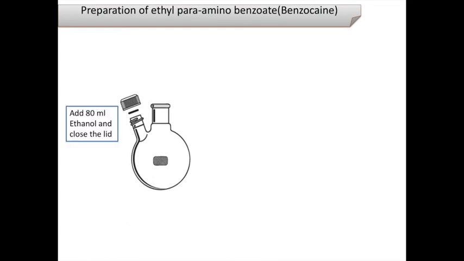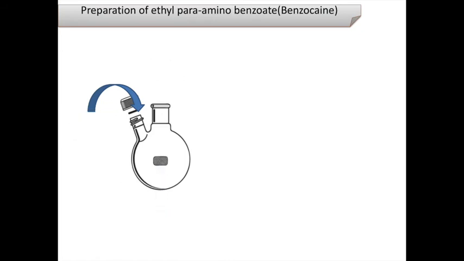Step number 2 is the preparation of ethyl para-aminobenzoate. For that, we have to do the esterification of para-aminobenzoic acid. So first of all, we'll take a 2-necked flask. In the first opening, we have to add 80 ml of ethanol and close the lid. After that, through the second opening, we have to add dry hydrochloric acid gas into the ethanol. We have to continuously add it until it gets saturated.